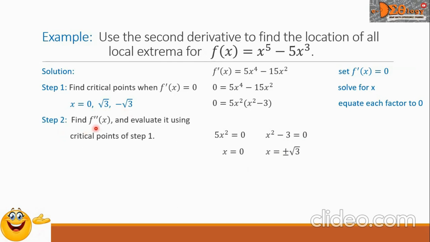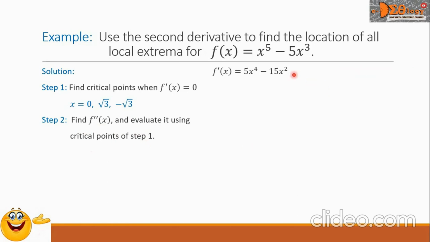Step 2. Find the second derivative of the function and evaluate it using the critical points of step 1. A while ago, we solved for the first derivative. Now the second derivative is equal to 20x cubed minus 30x. We can simplify this expression into 10x times the quantity 2x squared minus 3. Now let us evaluate each of the critical points in the second derivative.